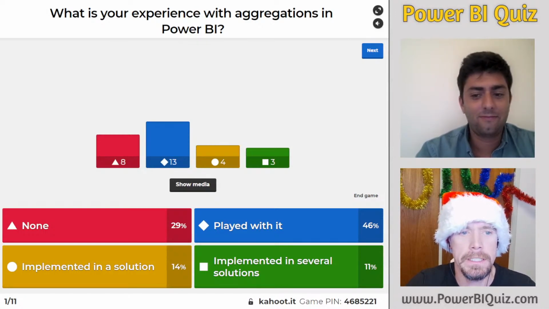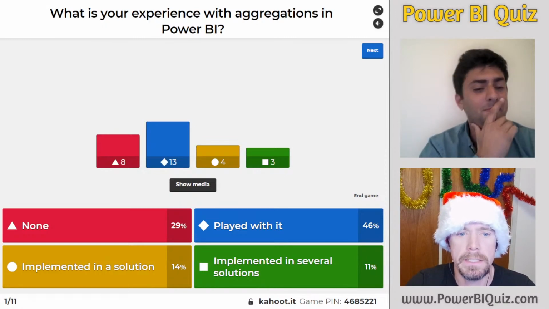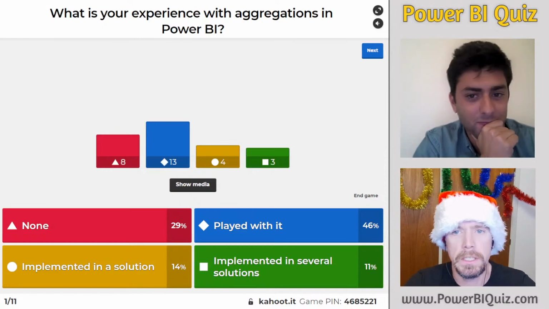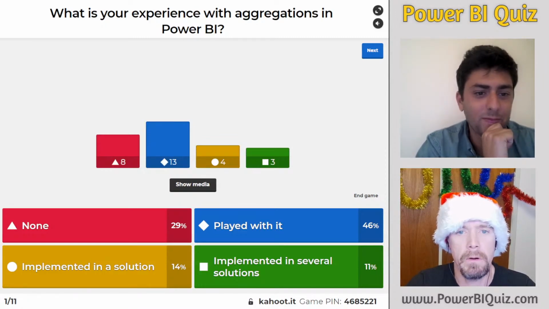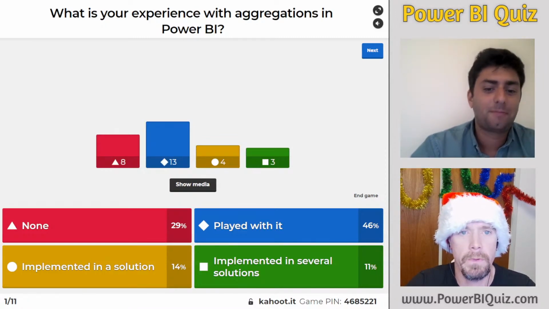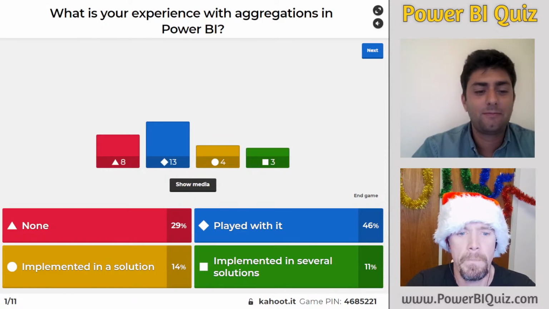So here we see that a lot of people have actually played with it. Somebody has implemented it in one solution, and some have implemented it in several solutions. So it's pretty even here around experience with aggregation. So yeah, let's get started with the first real question.